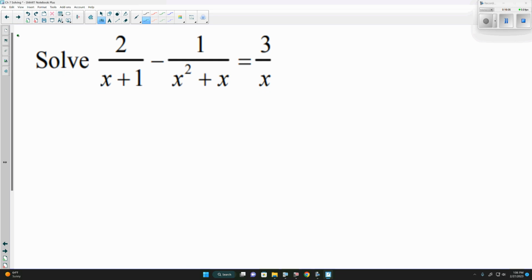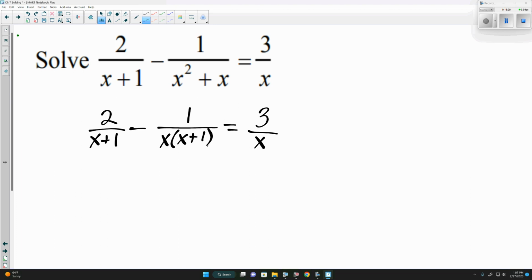Now looking at this one here, are all the denominators factored or simplified? So the x plus 1 is, the x squared plus x does have a greatest common factor of x. And we need to factor it out. Because if we do, we get x times x plus 1. So that is helpful because we don't need to multiply everything by x plus 1, x, and x squared plus x. We only need the x and x plus 1.